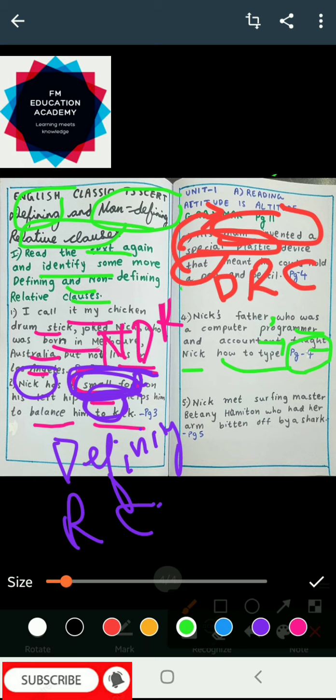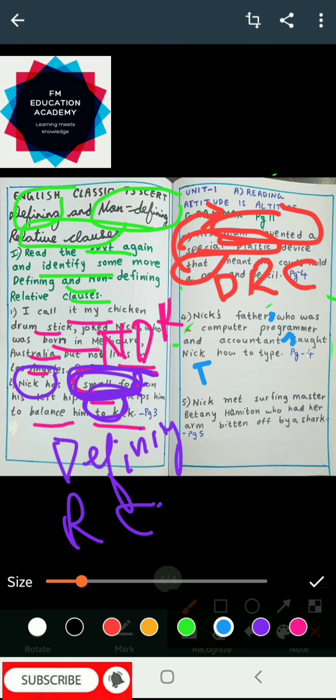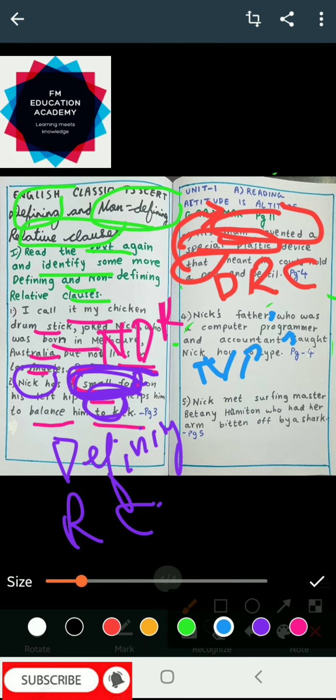Even if the job of Nick's father is not mentioned, that will also be okay. That is, Nick's father taught Nick how to type. We can say it like that also. But we are giving extra information, that Nick's father was a computer programmer and accountant. That extra information is given here. It is a non-defining relative clause. We know that in a non-defining relative clause, extra information is given and there are two parts to the sentence.